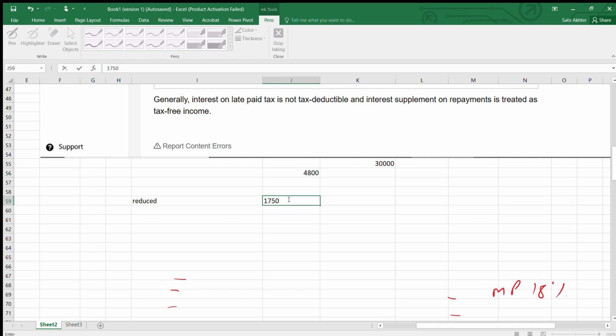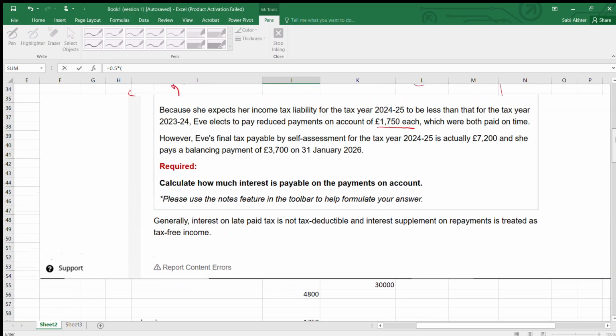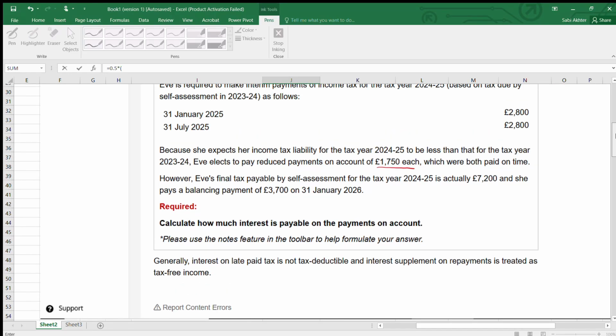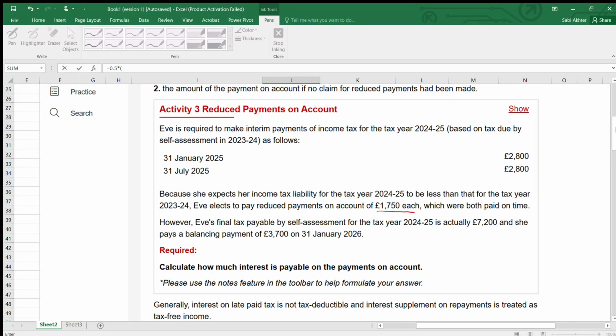Add 50% final payment. Okay, 50% final payment you have to add. How do you calculate it? Half into your balancing payment. Okay. So they have given you the final tax payment, which is 7,200.